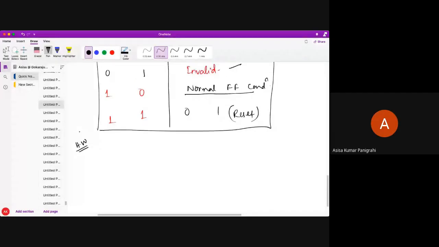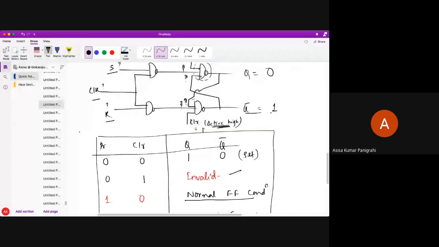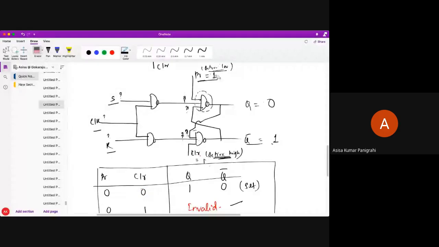Why 0 1 is invalid? See here, what I'm again explaining here. If preset equal to 0, clear equal to 1. Do you have a doubt? Yeah, preset equal to 0. If preset equal to 0 and this is active low, so what will happen? If any one of the inputs to this NAND gate is 0, output is 1. Since this is active high, clear equal to 1, this is activated. So 1 is going over here.